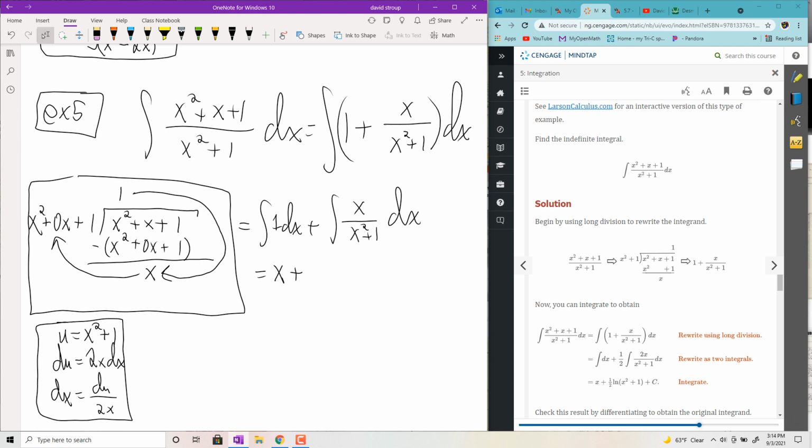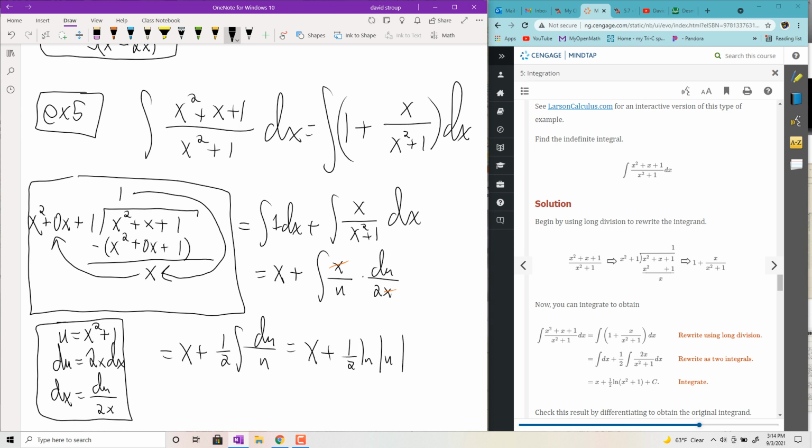And so my integral will become x all over u times du all over 2x. And then I have x plus, factor out the constant, 1/2. The x's will cancel. So I get plus 1/2 integral du over u. So that will be x plus 1/2 ln absolute value of u plus c. And then finally x plus 1/2 ln absolute value of x squared plus 1 plus your integration constant. Okay.